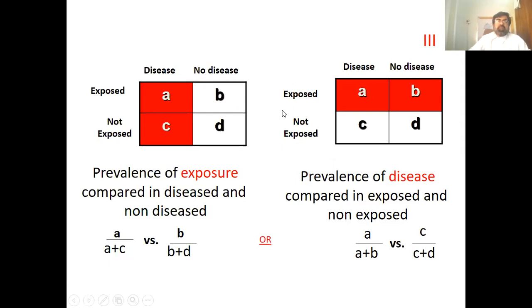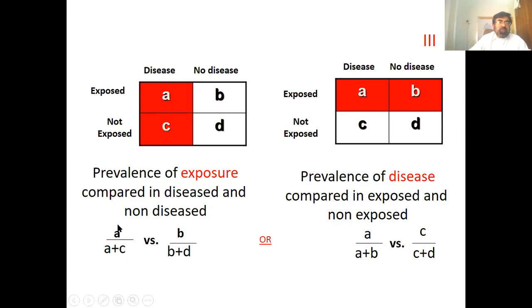Taking it further, the prevalence of exposure is compared in disease and non-disease people. A over A plus C will give you the prevalence of exposure, compared in disease and non-disease people. The prevalence of exposure means how many people were exposed and how many people were not exposed. So A over A plus C.